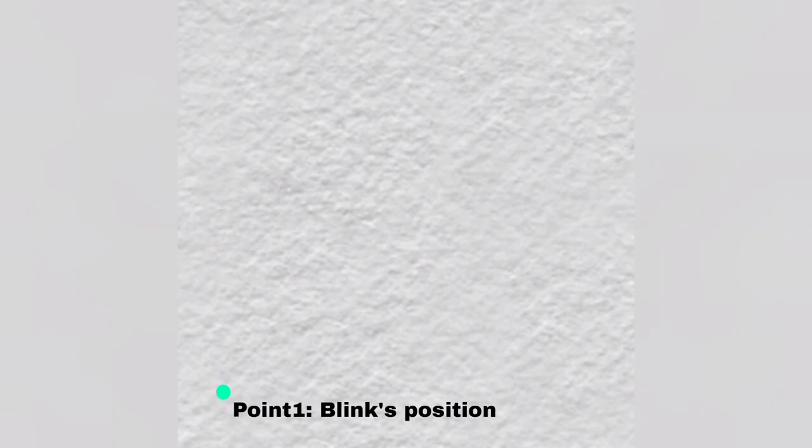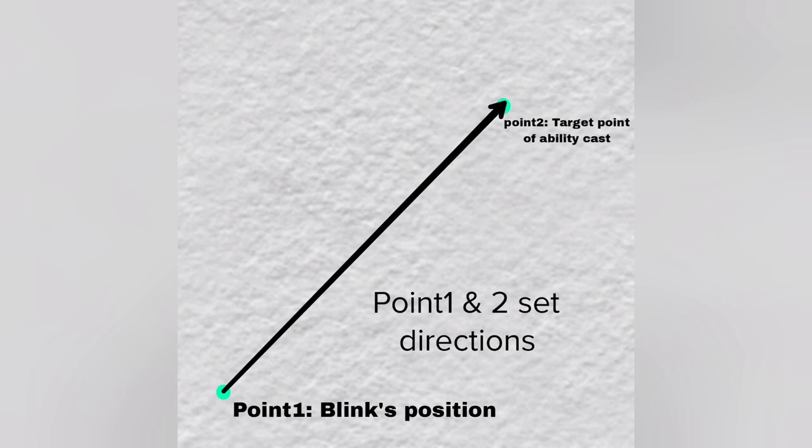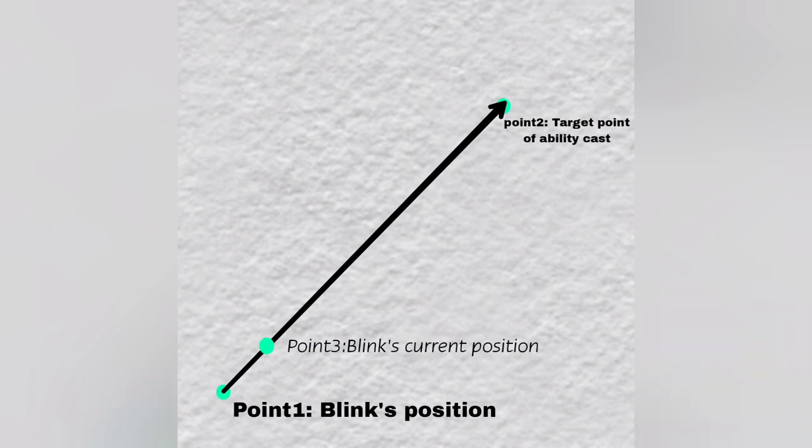In the first trigger, point 1 is Blink's departing position, and point 2 is the target point of the ability being cast. It can be seen as a destination, or just a point that Blink will move through. So with 2 points you have a direction from point 1 towards point 2. Now we have point 3, which is Blink's current position. And as we move, the position Blink will move to is point 4.